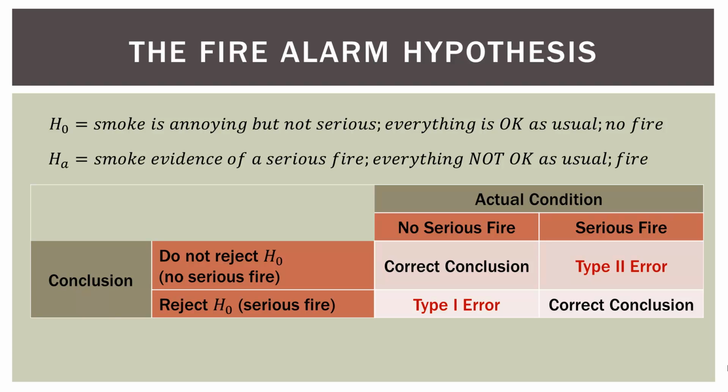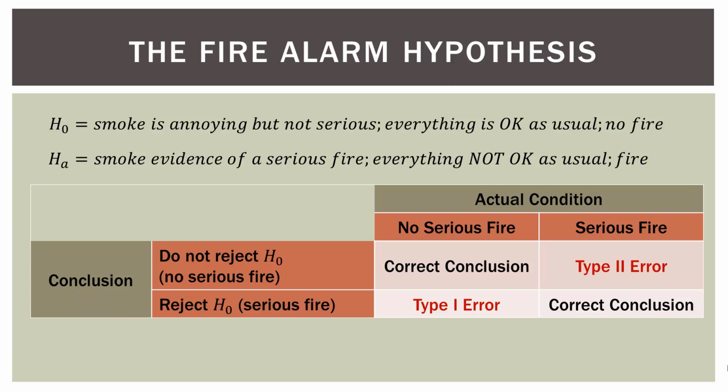Well, they go here. So let's look at the type 1 error situation first. In the type 1 error, we reach a conclusion where we reject the null hypothesis. So in this case, we reject the assumption that everything is normal, and we think there is a serious fire going on. But the fire department arrives and they determine the actual condition is that there is no serious fire. So therefore our conclusion does not match the actual reality.